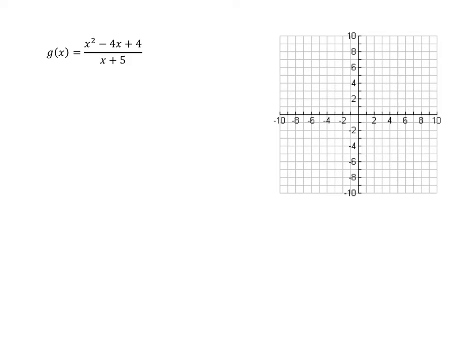In this video, we are going to graph this rational function by hand without using our graphing calculators or any other sort of technology. So just a reminder that this is a rational function, and to be a rational function, you need to be a polynomial divided by another polynomial. So we see this as a poly divided by a poly, and that's what makes this a rational function.